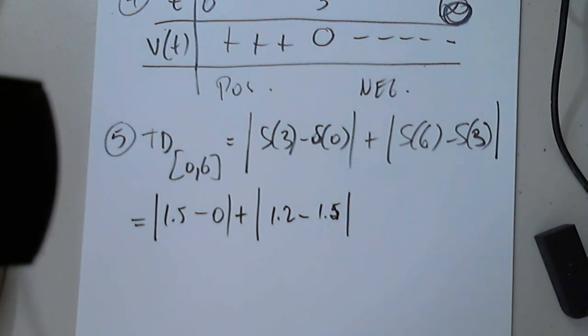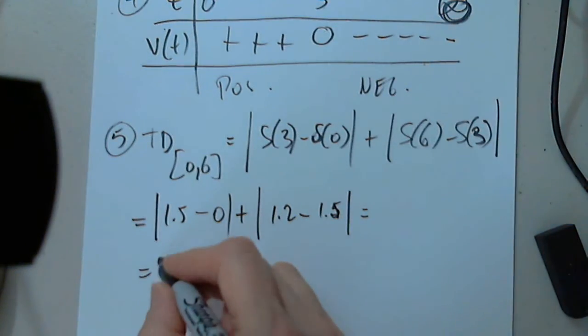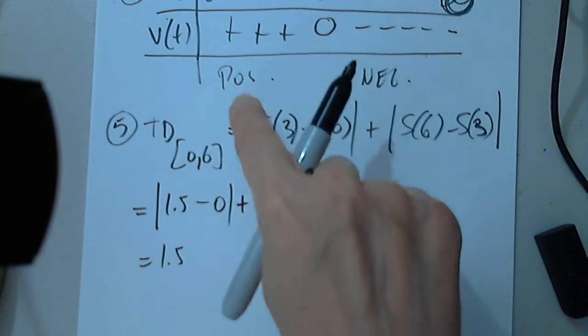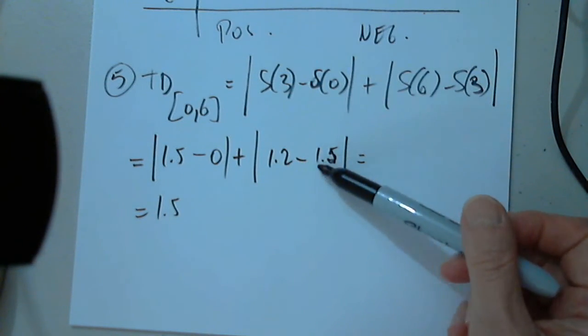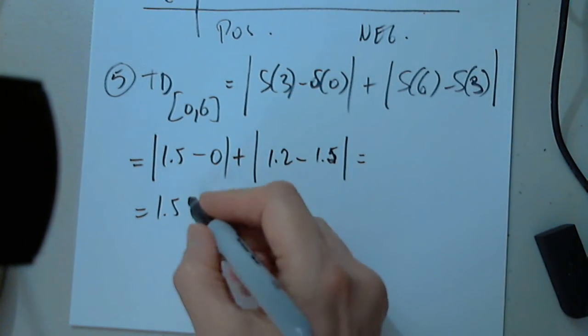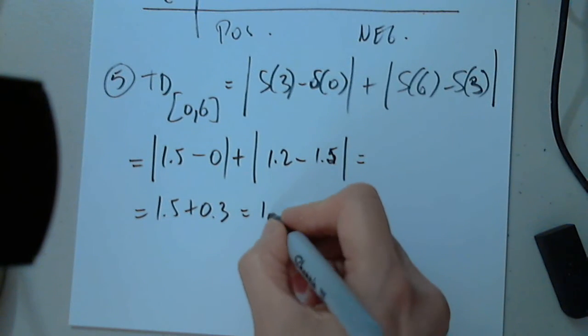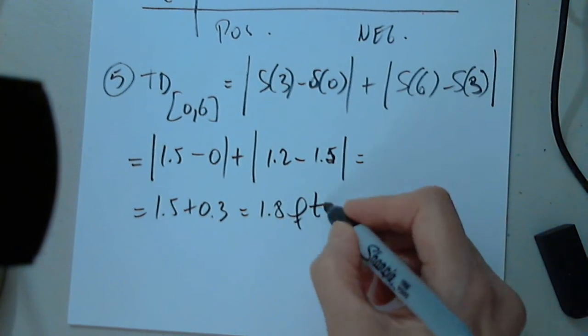Okay, so let's see what we get. Of course, the first one will be positive because the function is moving in the positive direction. And this one will be negative 0.3. That's why I have to put the absolute value, so plus 0.3. So this will be 1.8, and this is in feet.